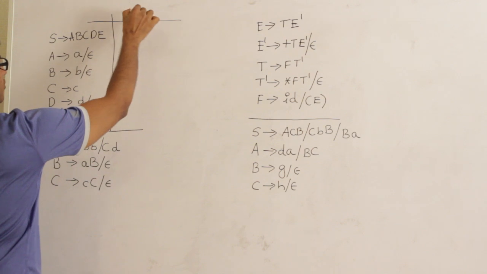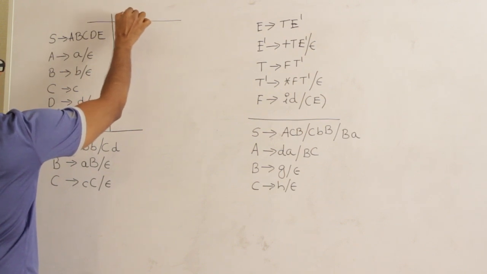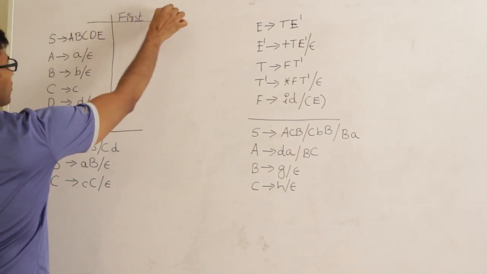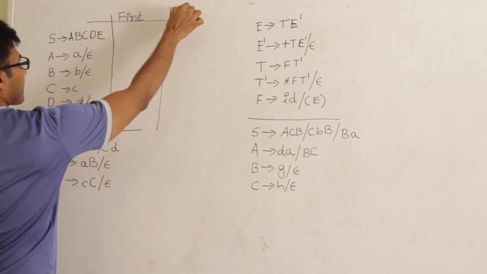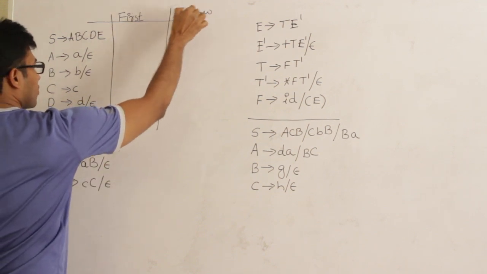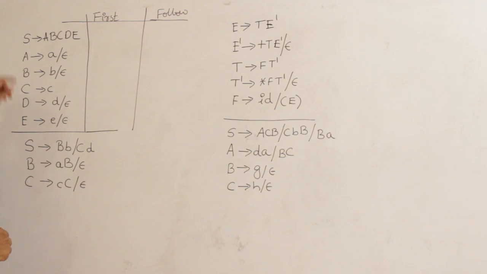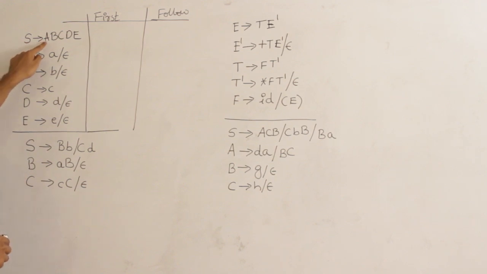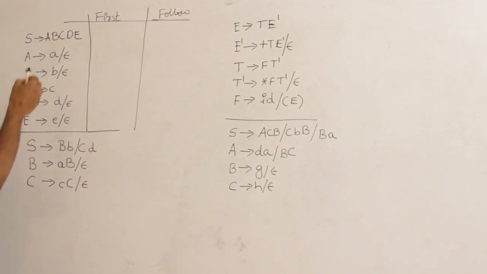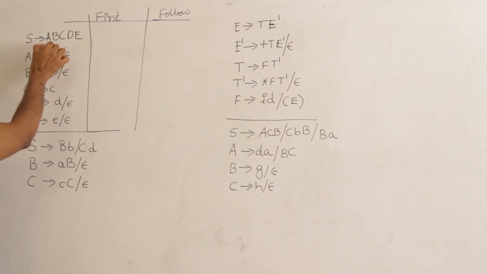Okay, I want to find out first, and then I want to even find out follow. Before finding follow, you have to always find the first. That way it will be easy. So now what is first of S? So first of S is nothing but anything that will start with A, isn't it? So in order to find out the first of S, I have to find out first of A.